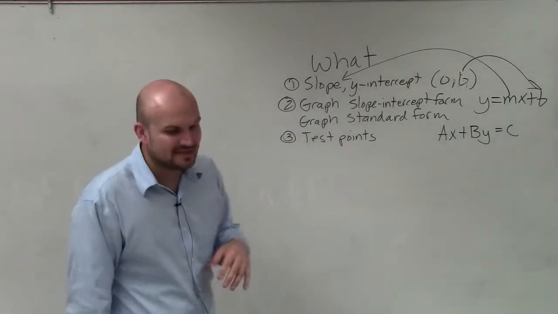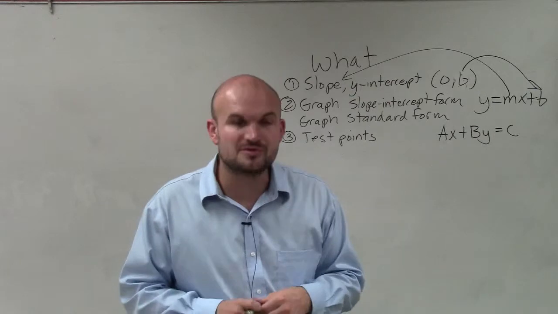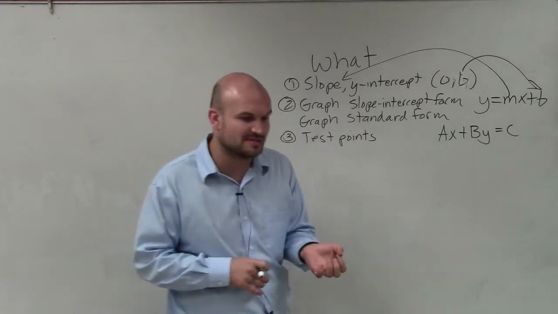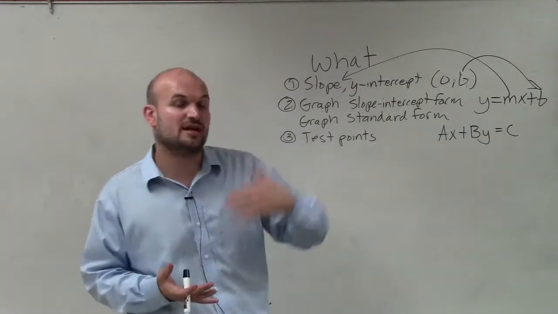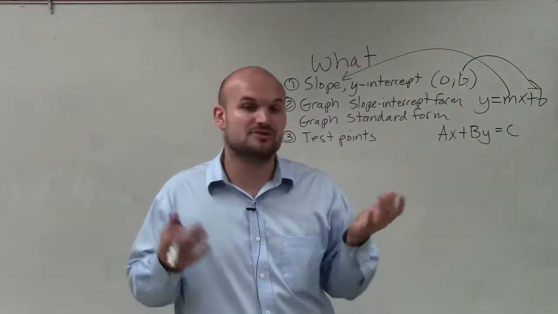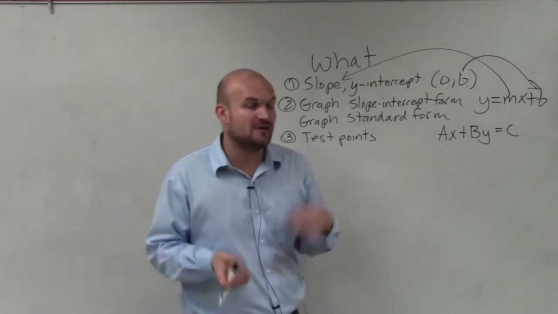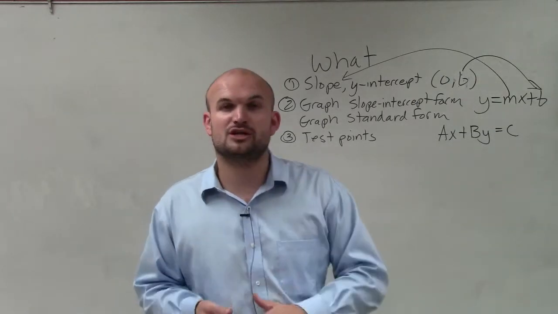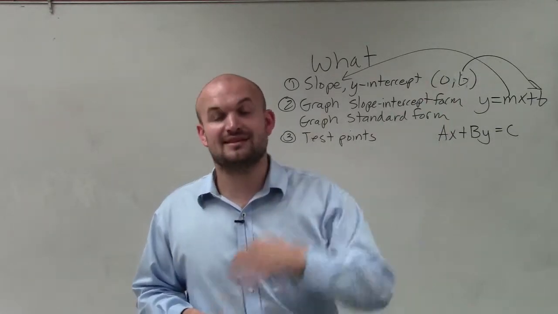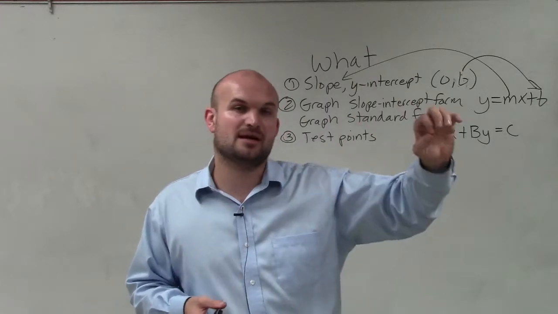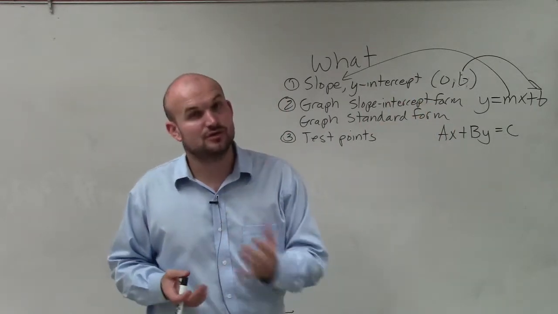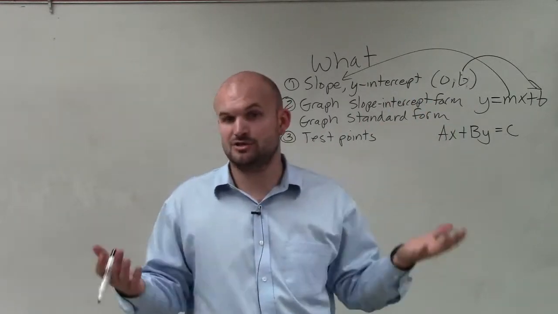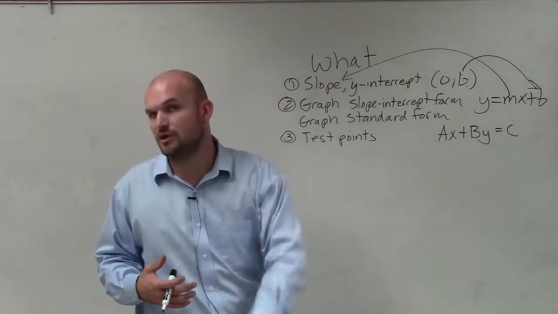The next thing is using test points. You're going to need to know how to use test points, because we're going to use them to determine where we're going to shade. Are we going to shade above the line or below the line? We choose points that are not on the line to determine if they're true or false. If I pick a point above the line and it's true, that means all the points above the line are going to be true. And if it's false, that means all the points below the line are true.